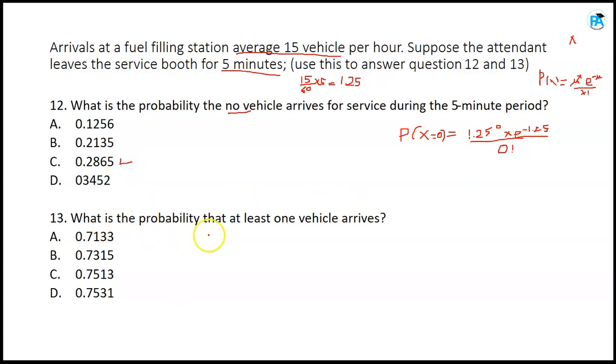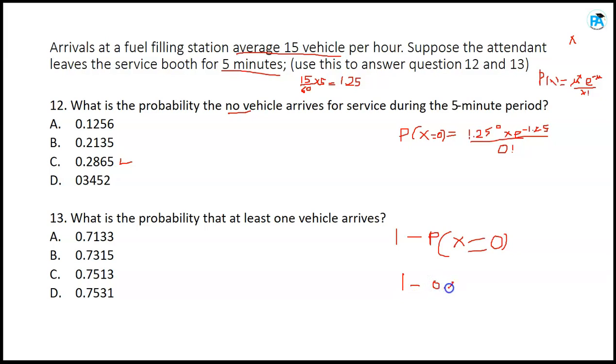Now, to solve the probability of at least 1, probability of at least 1 is always equal to 1 minus probability of none. Whenever you have at least 1, if you know none, it's always equal to 1 minus probability of none. When we say at least 1, they didn't say exactly 1. At least 1 is always 1 minus probability of none.